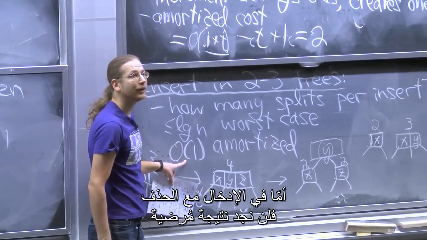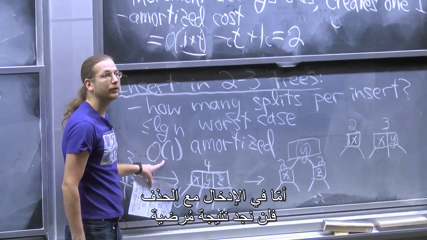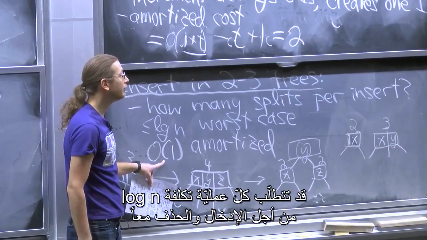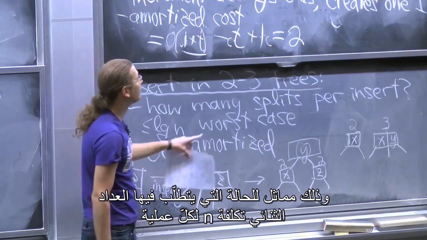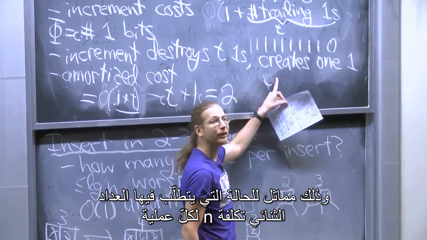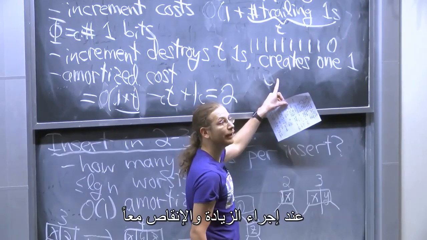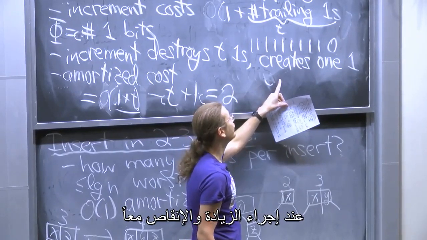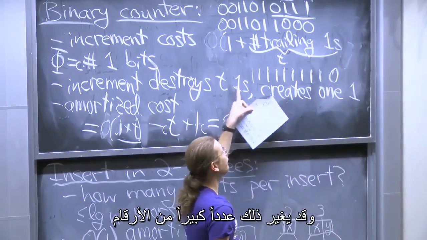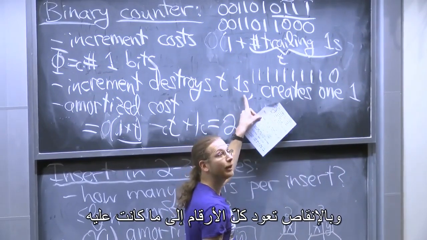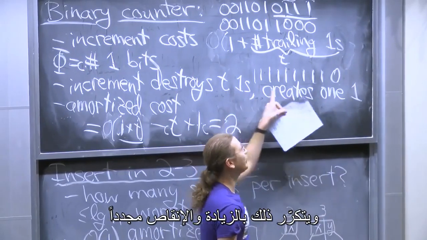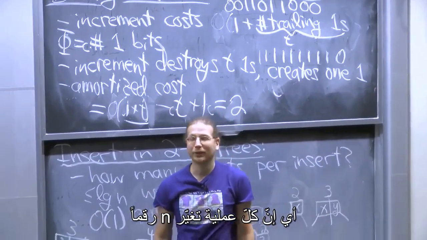Insert and delete is not that good. It can be log n for every operation if I do inserts and deletes, essentially for the same reason that a binary counter can be n for every operation if I do increments and decrements. I could be here, increment a couple times, and then I change a huge number of bits. If I immediately decrement, then all the bits go back. And increment, all the bits go back. Decrement, all the bits go back. So I'm changing n bits in every operation.